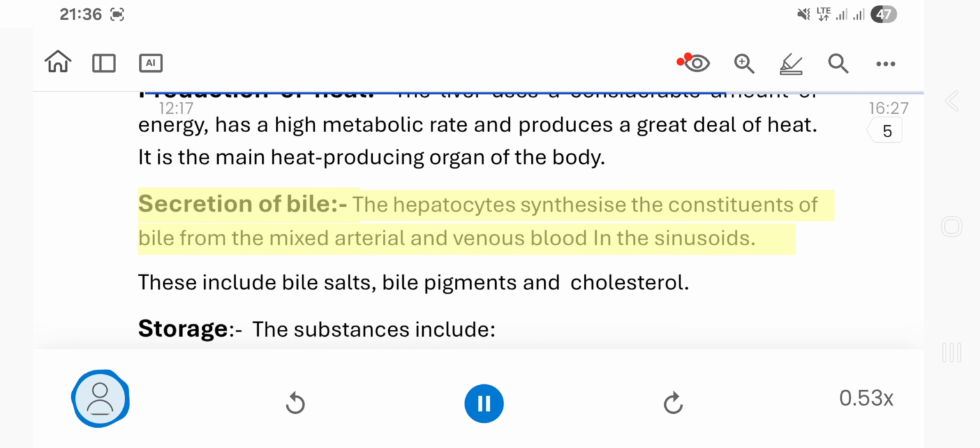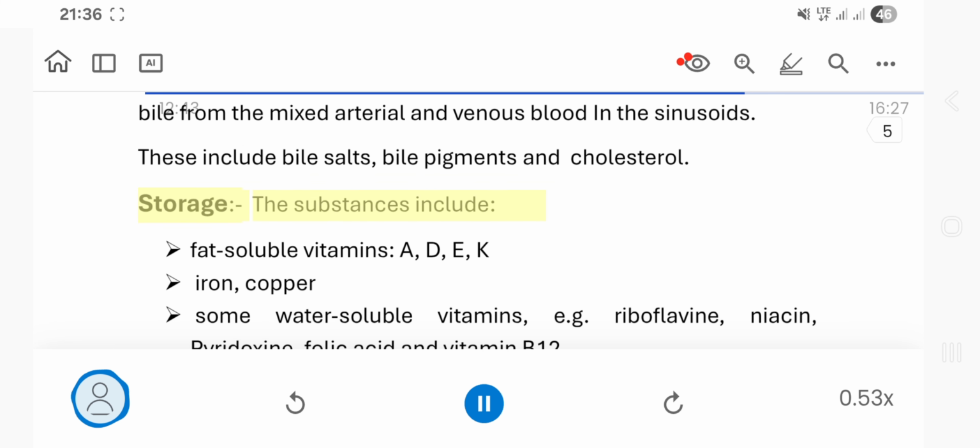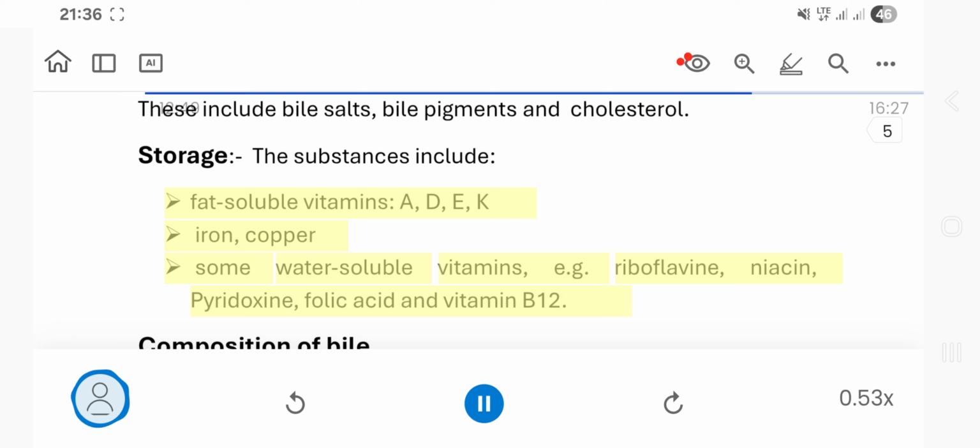Secretion of bile. The hepatocytes synthesize the constituents of bile from the mixed arterial and venous blood in the sinusoids. These include bile salts, bile pigments and cholesterol. Storage. The substances include fat-soluble vitamins A, D, E, K, iron, copper, some water-soluble vitamins, e.g. riboflavin, niacin, pyridoxine, folic acid and vitamin B12.